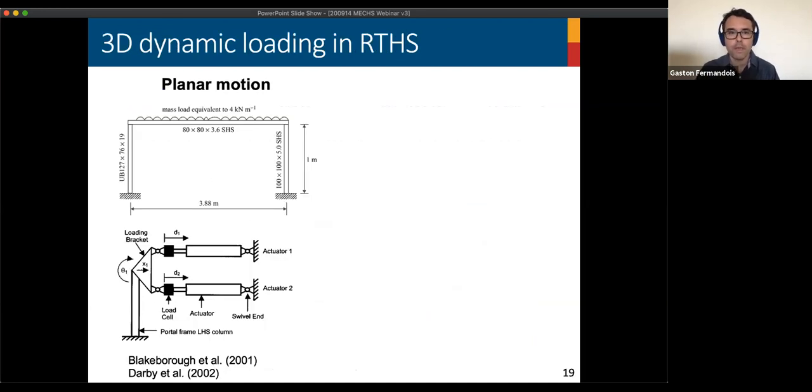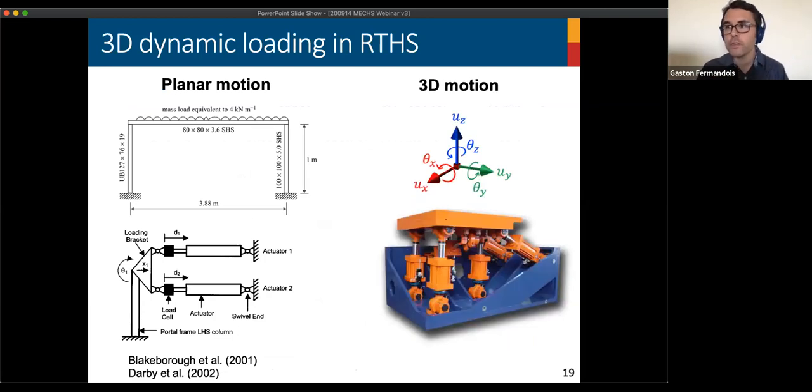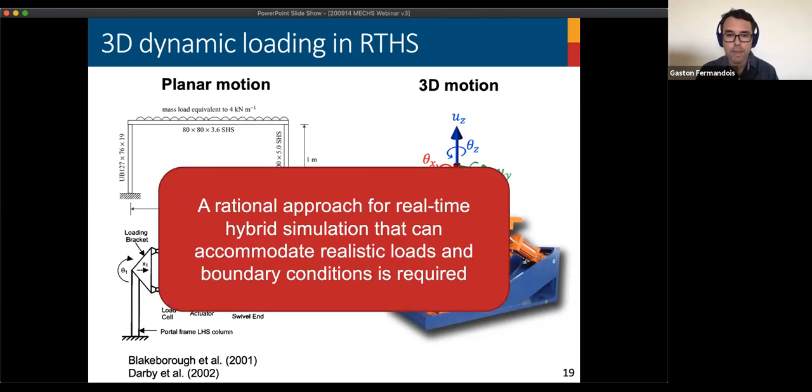So to sum up, we have experiences in the literature using 2 actuators that are really connected. But then our purpose is, what about trying to reproduce realistic 3-dimensional motion at a point in a specimen to try to assess the behavior of this specimen? So a rational approach for real-time hybrid simulation that can accommodate realistic loads and boundary conditions is required for this matter.